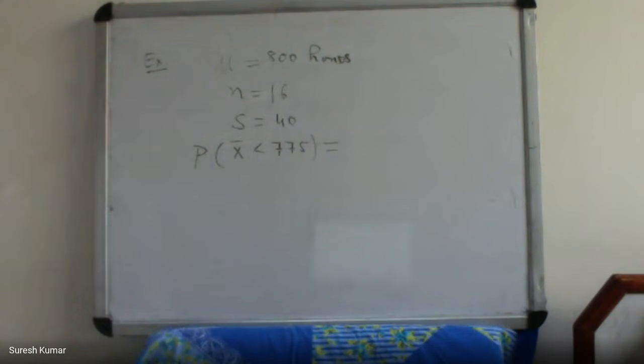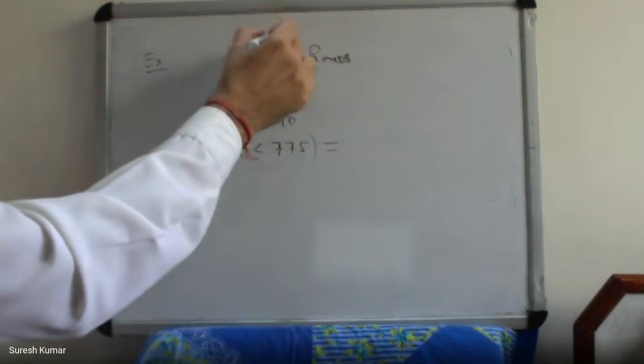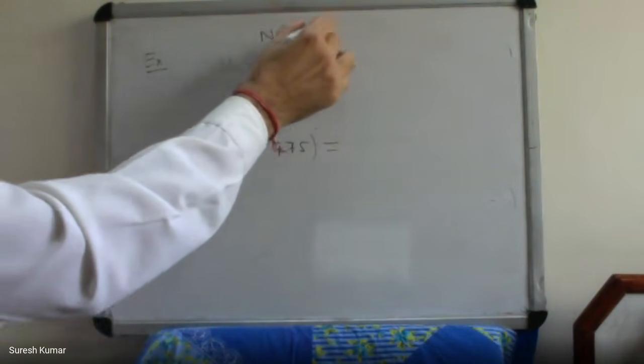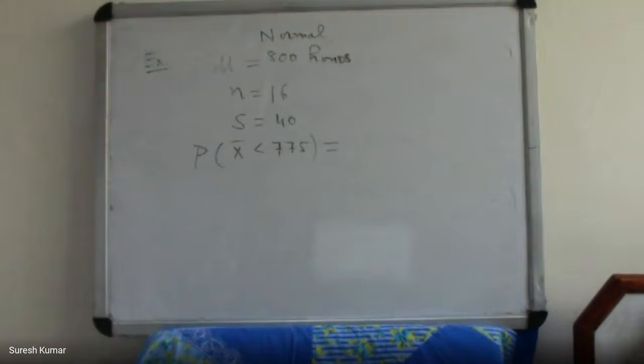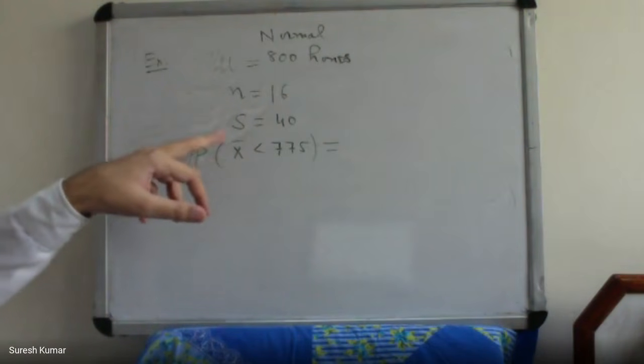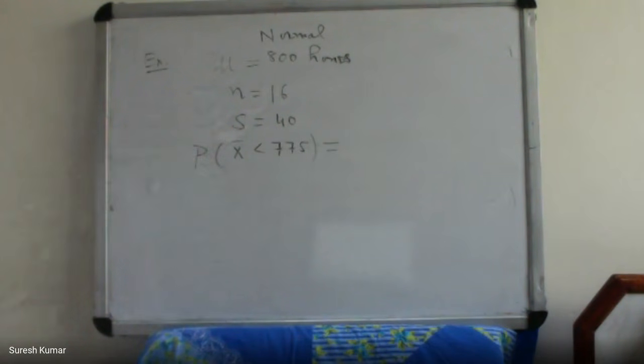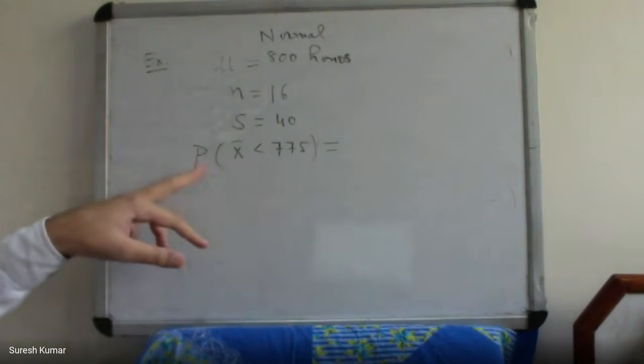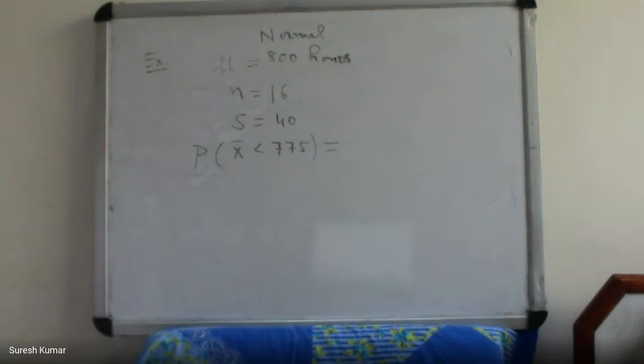Population is normal, it is given to you, normal population. Life of the electric bulbs is normally distributed with mean 800 hours. A random sample of size 16 is selected with standard deviation 40. Then you need to determine probability x bar less than 775. So first thing is that you should identify the proper statistic to deal with this probability.